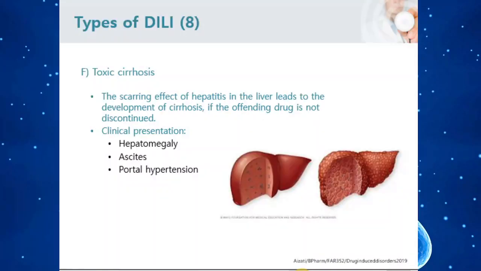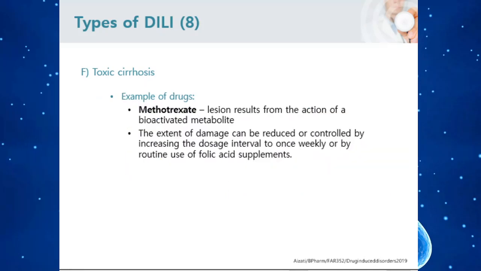Toxic cirrhosis. Cirrhosis happens when the patient has a scar from the previous hepatitis, and it leads to the development of cirrhosis. When it is not treated early, the hepatitis might lead to cirrhosis. The clinical presentation might be hepatomegaly, ascites, which is the accumulation of fluid, and also portal hypertension.